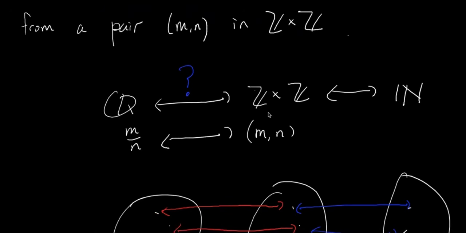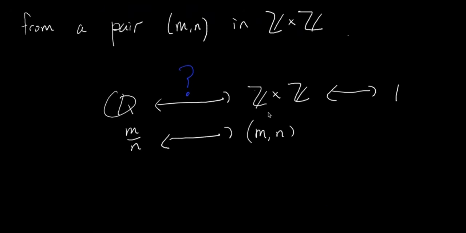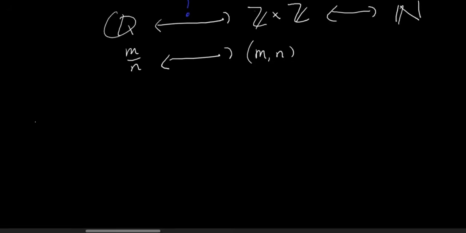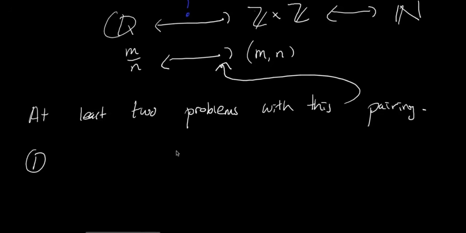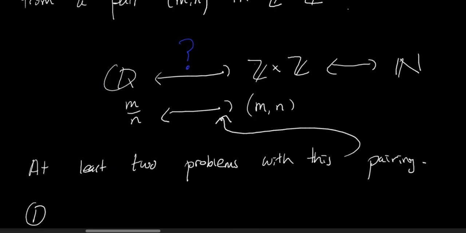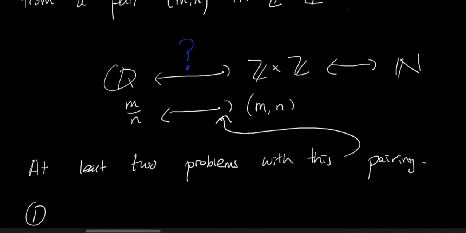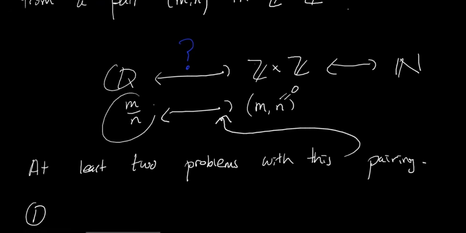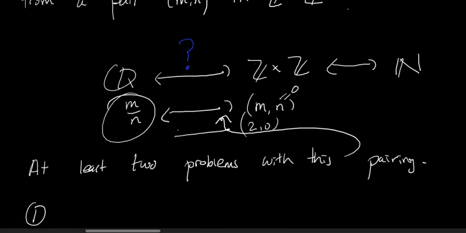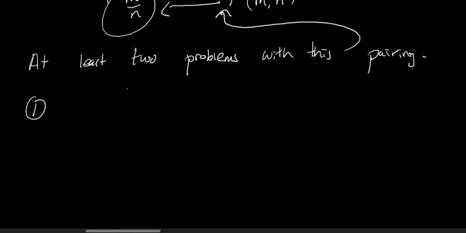And I invite you to pause the video and think about what the problems might be. So there are at least two problems. One is that, remember that in writing a rational number as a fraction of two whole numbers, we require that the denominator never be 0. This would mean that any ordered pair whose second coordinate is 0 would never get a partner in this set. For instance, 2 comma 0 would never be paired with anything because 2 over 0 is not a rational number. So the first problem is that elements like 1 comma 0, minus 1 comma 0, 0 comma 0 never get partners.